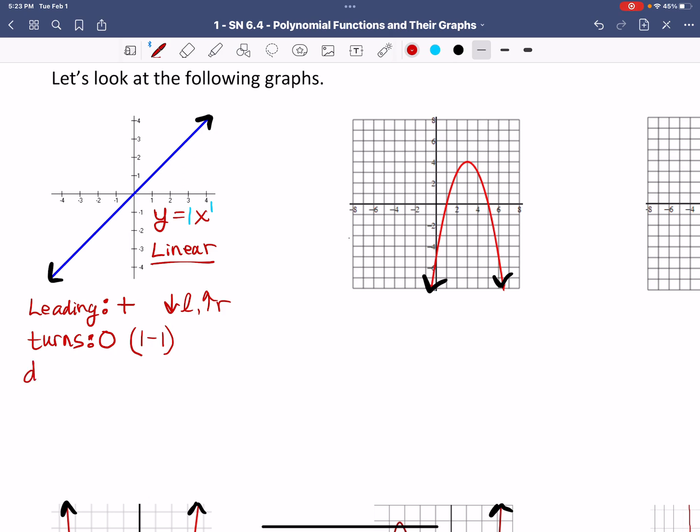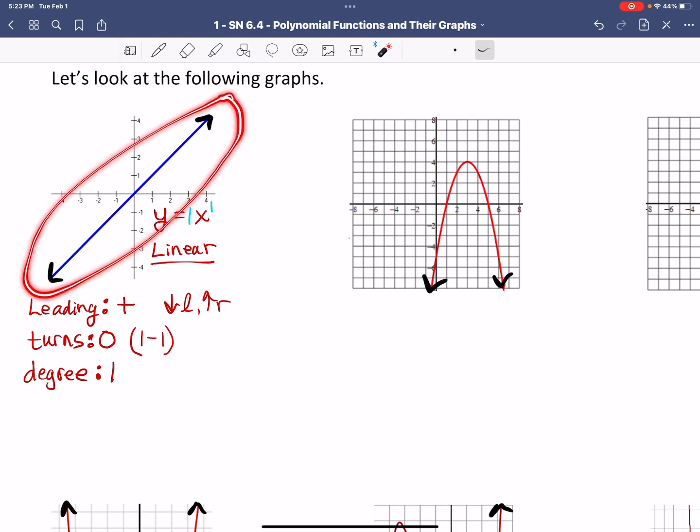How about the degree? Okay, so the degree is 1. I know that two ways. Number one, the largest exponent in that equation is a 1. The other way is I can look and see this graph has no turns, and I subtracted 1 from the degree to get 0, so 0 plus 1 is 1 degree.